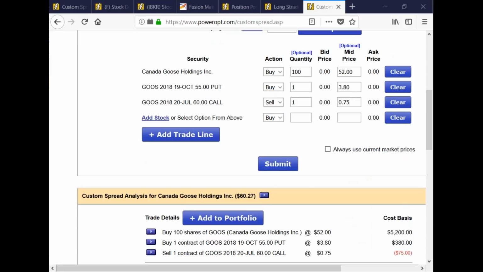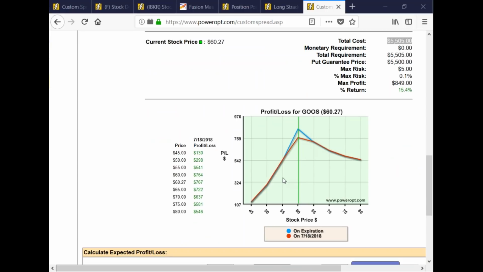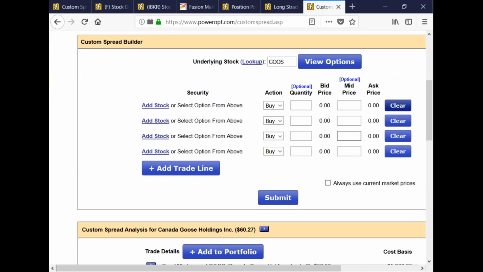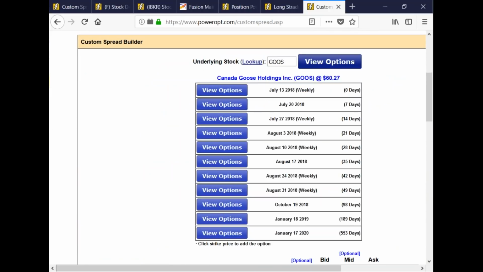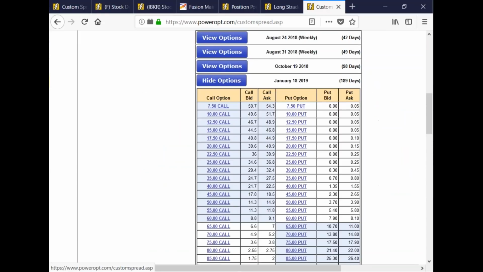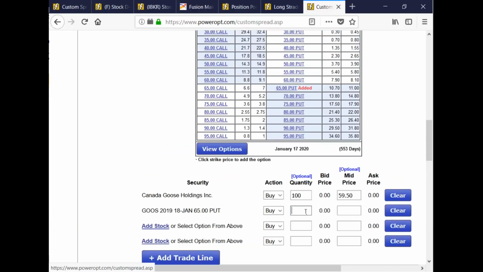Jamie says, what did you mean when you said you don't know his position? It might not look like this. Let's say I did a married put on Goose today or two days ago. I buy stock at 59.50. It was there a couple days ago, okay? And I go out to January. I would have bought the 65 put, we'll call it 11.50.